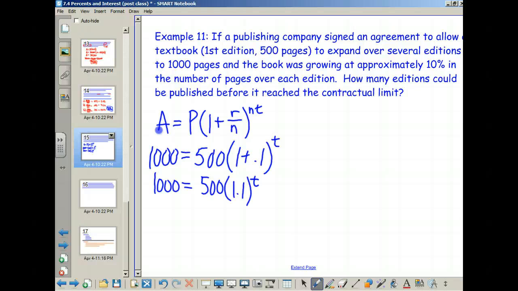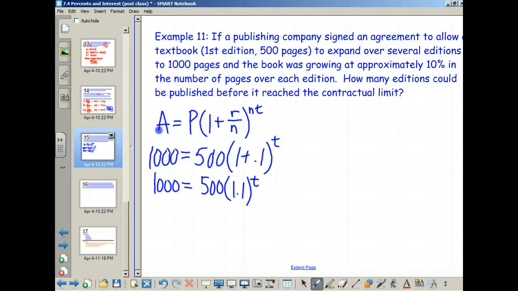So I don't know, maybe I can look at which was the right number. I don't know. 500 times 1.1. I'm going to try to the 7th. Okay, so if I do it to the 7th power, it's 974.35. Almost 975 pages. But if I do it to the 8th power, I'm definitely going to have more than 1,000. I end up with 1,072 pages.